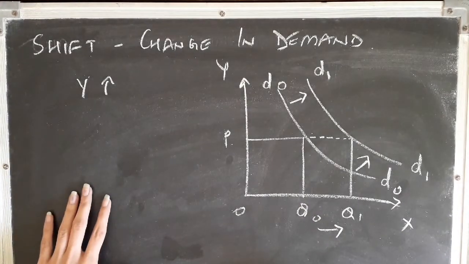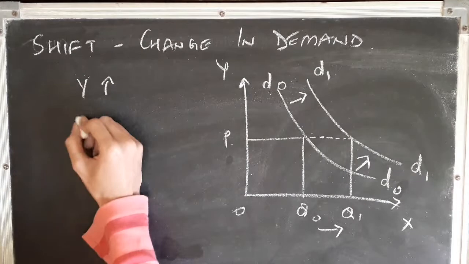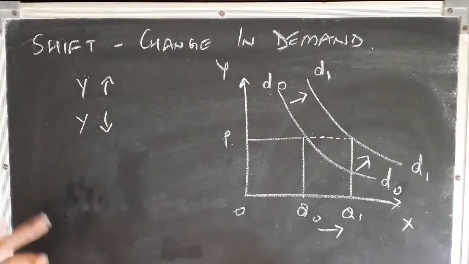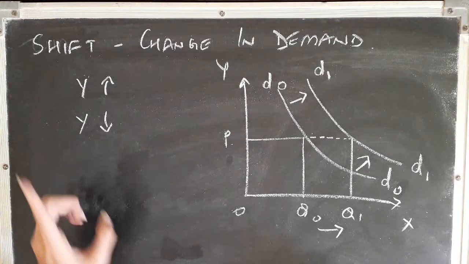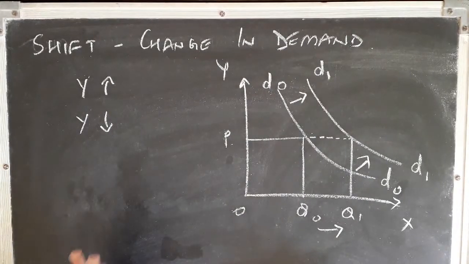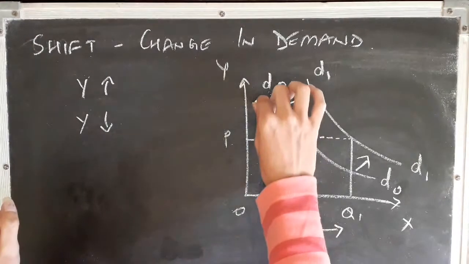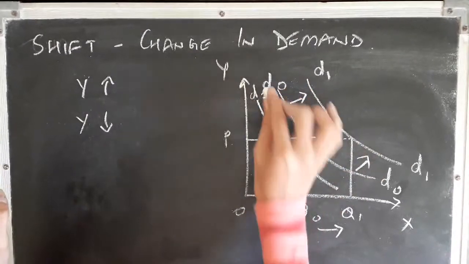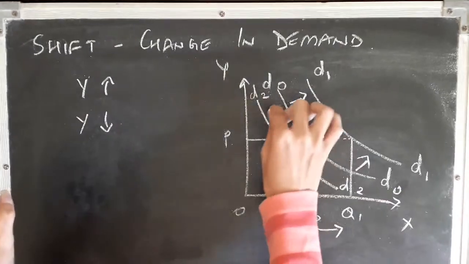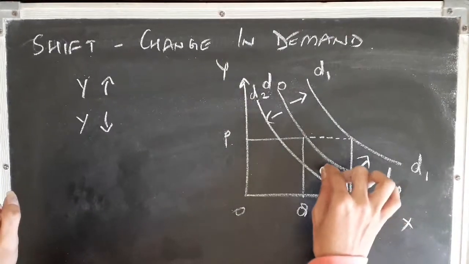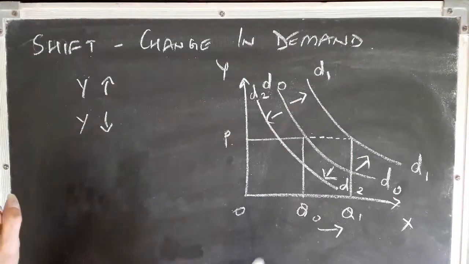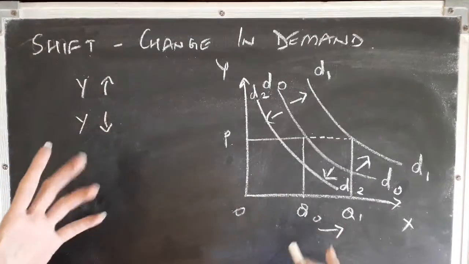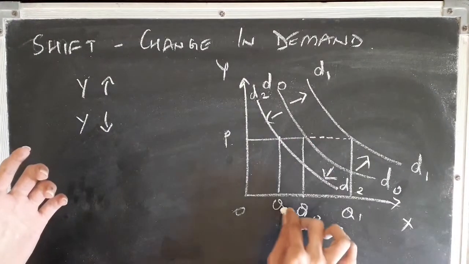Now, suppose that the income of the consumer falls. Now what will happen? Again, see that the price of the commodity is remaining constant. It is just the income of the consumer which has changed. What will happen is that the demand curve will shift leftwards and it will reach D2. There will be a leftward shift in the demand curve and the price is remaining constant. We have just reached a new quantity level, which is Q2.